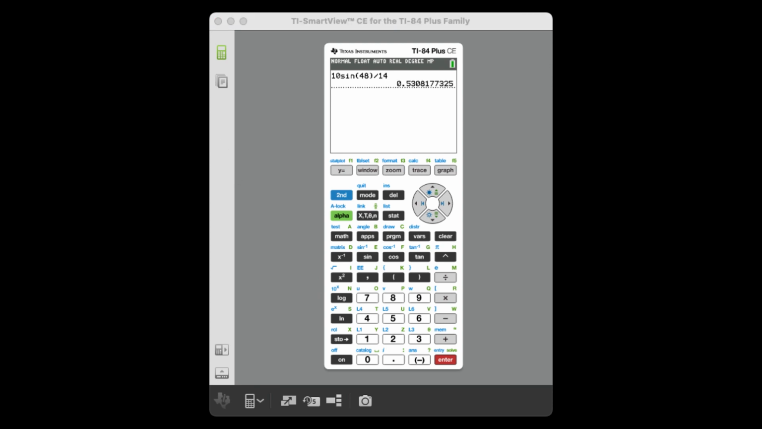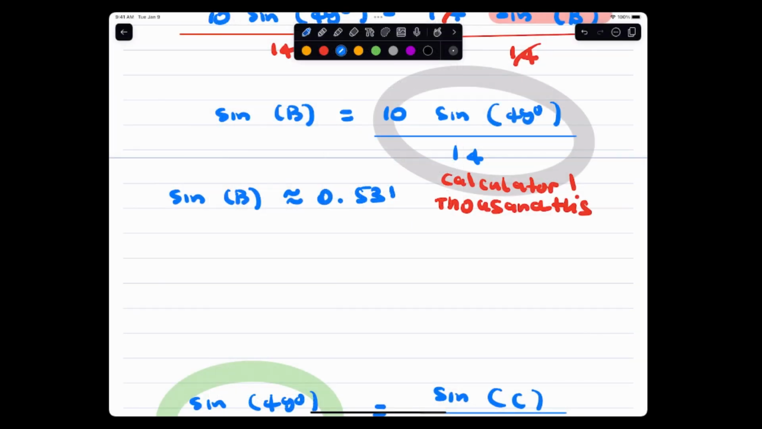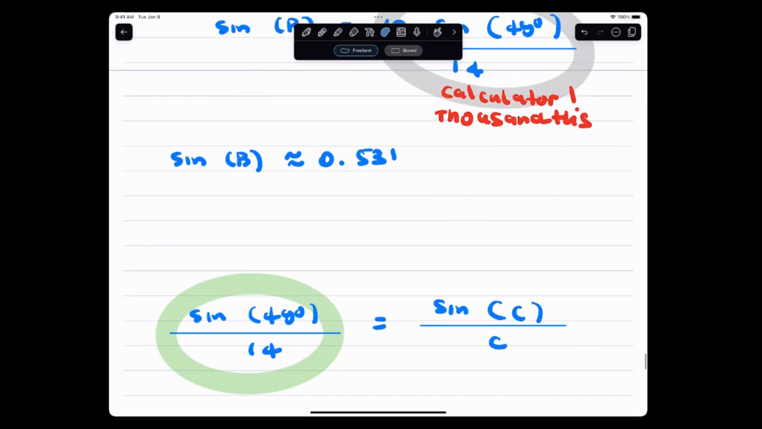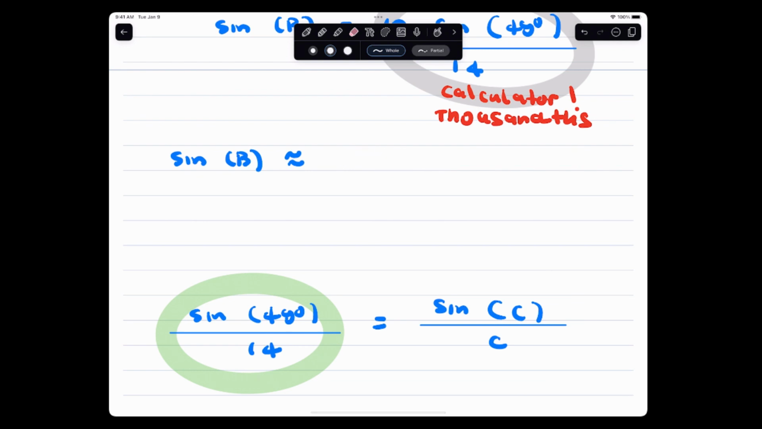Okay? Now. Alrighty. So what we're going to now do here, 0.531. The question's going to be now for us, ladies and gentlemen, okay? What is angle B? This is an angle.